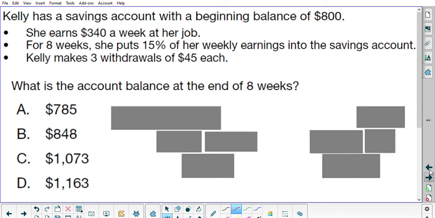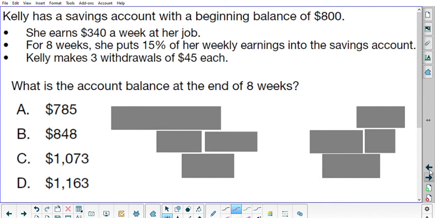So let's look at a practice problem that deals with percent. Kelly has a savings account with a beginning balance of $800. She earns $340 a week at her job. For 8 weeks, she puts 15% of her weekly earnings into the savings account. Kelly makes 3 withdrawals of $45 each. What is the account balance at the end of 8 weeks?